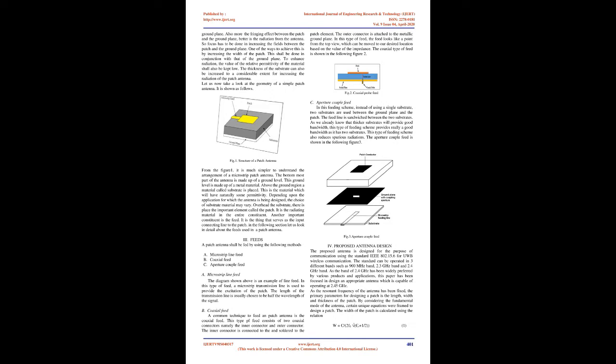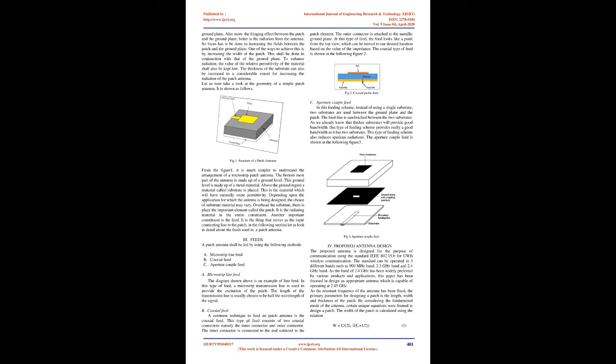One of the ways to achieve this is by increasing the width of the patch. This shall be done in conjunction with that of the ground plane. To enhance radiation, the value of the relative permittivity of the material shall also be kept low. The thickness of the substrate can also be increased to a considerable extent for increasing the radiation of the patch antenna.